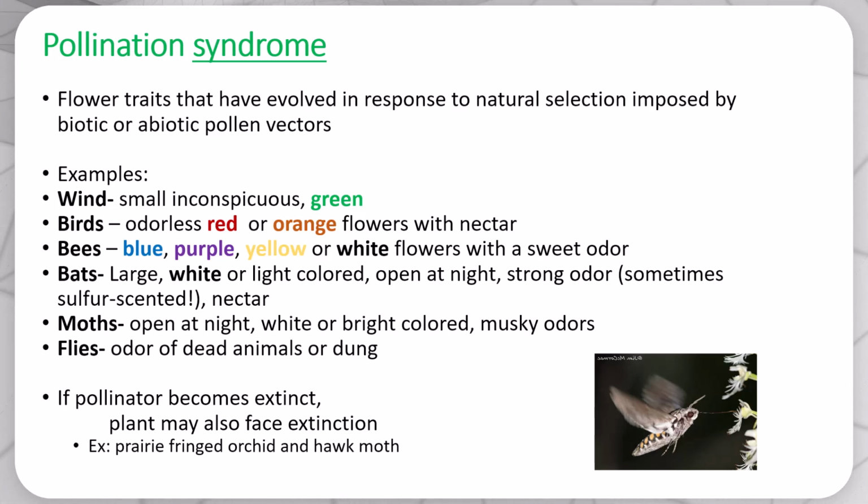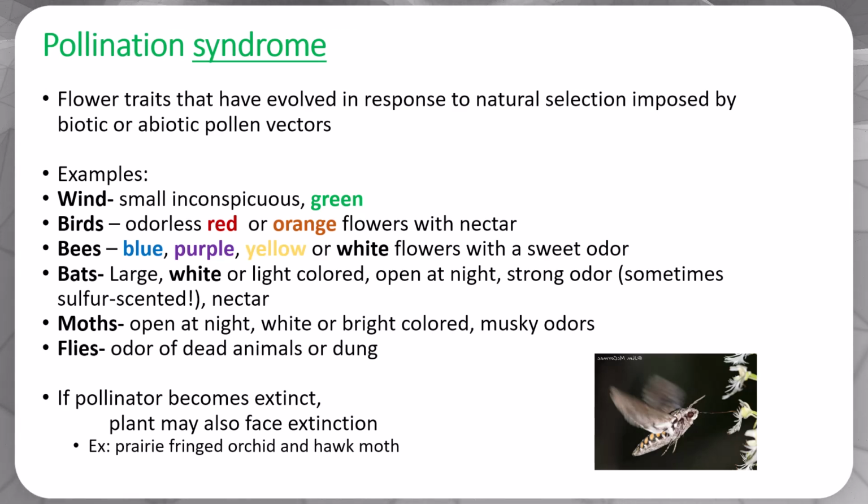So there's something called pollination syndrome, which sounds like a bad thing, but it's not a bad thing. It's just talking about flower traits that have evolved in response to natural selection that's imposed on them by either biotic or abiotic pollen vectors. So what's the root word a mean? Not. And then bio means life. Basically this is saying pollination can occur by living things or by non-living things.